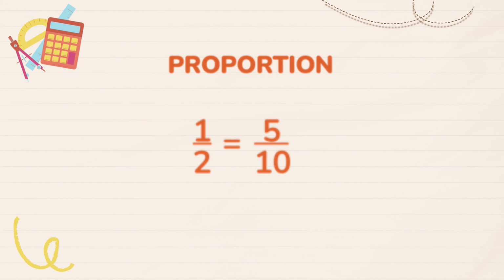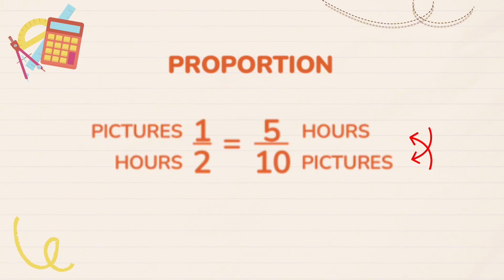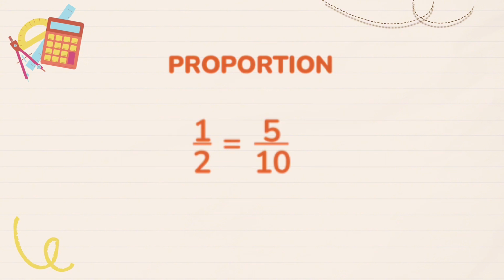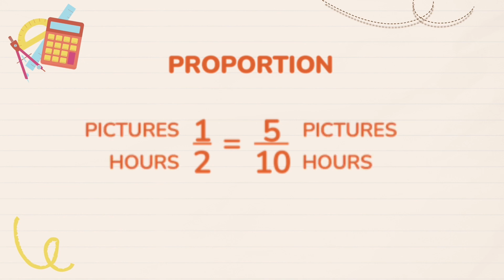Or what if we keep the same units and just switch them in the second ratio so that the hours are on the top and pictures on the bottom? Are they still equivalent? Nope, this is not a proportion anymore. 5 hours per 10 pictures is not equivalent to 1 picture per 2 hours. So the units have to be exactly the same for both ratios to form a proportion.